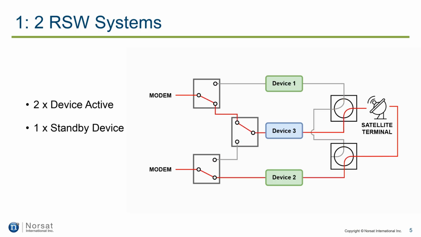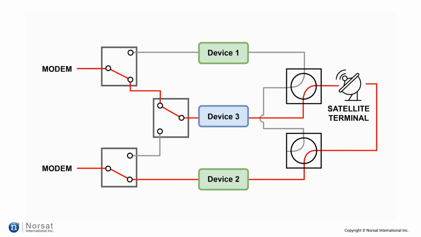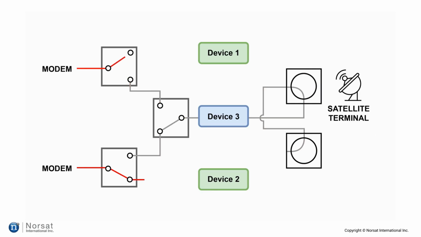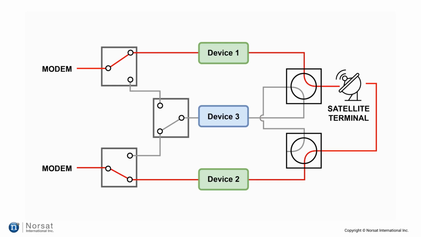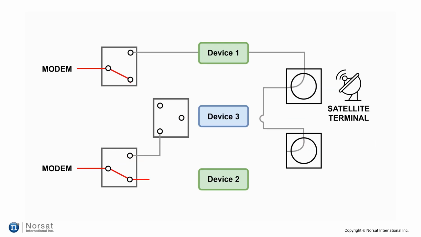Now, let's go over the 1-to-2 configuration. One redundant LNB serves as a backup for two primary LNBs. Let's take a look at how it works. As you can see in the 1-to-2 configuration setup, one redundant LNB serves as a backup for two primary LNBs. This setup is cost-effective but requires careful monitoring to ensure both primary LNBs are adequately supported. In both configurations, the RSW system ensures that signal reception remains uninterrupted, even if an LNB fails.